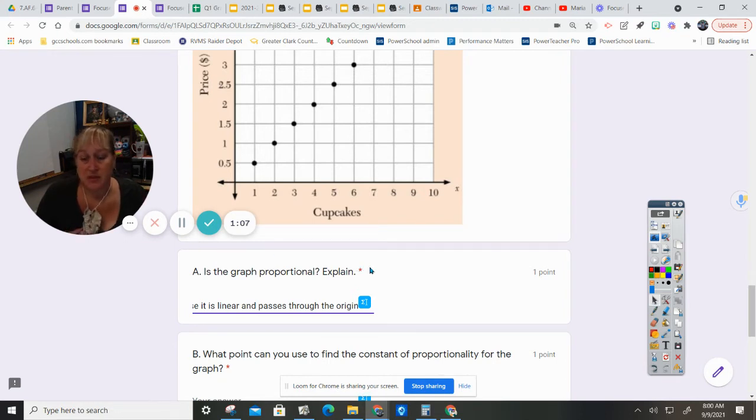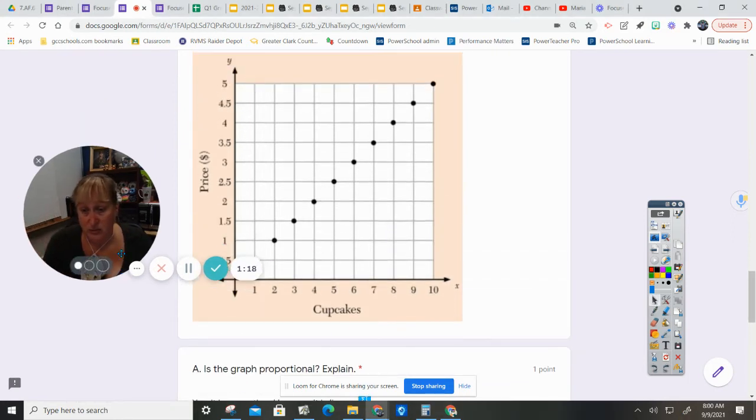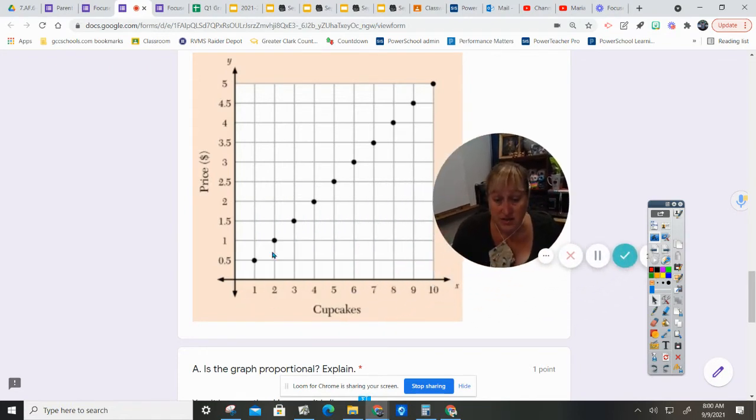Ignore the bell. All right, what point can you use to find the constant of proportionality? I can use any of these points because if it's proportional, then that constant is going to be constant. Personally, I'm going to find a point that is the easiest to figure out, and this one has a 0.5, so I don't want to deal with it. I'm going to choose 2, 1. I could also choose 4, 2, or this point, which is 6, 3.